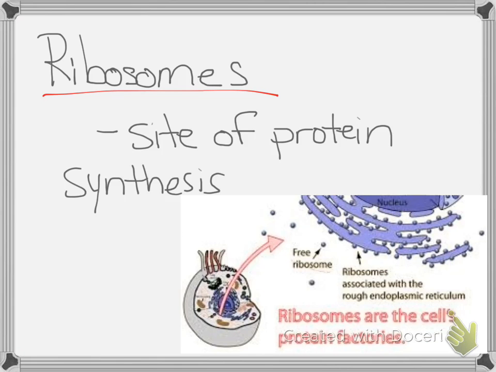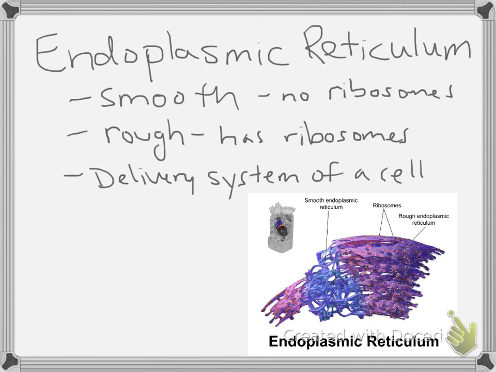We have the ribosomes, which are the site of protein synthesis. Remember, synthesis means to make. We can see here we have some free-floating ones, and we have some attached to the rough ER. Ribosomes are not organelles. They are simply RNA factories, so they are not technically organelles.